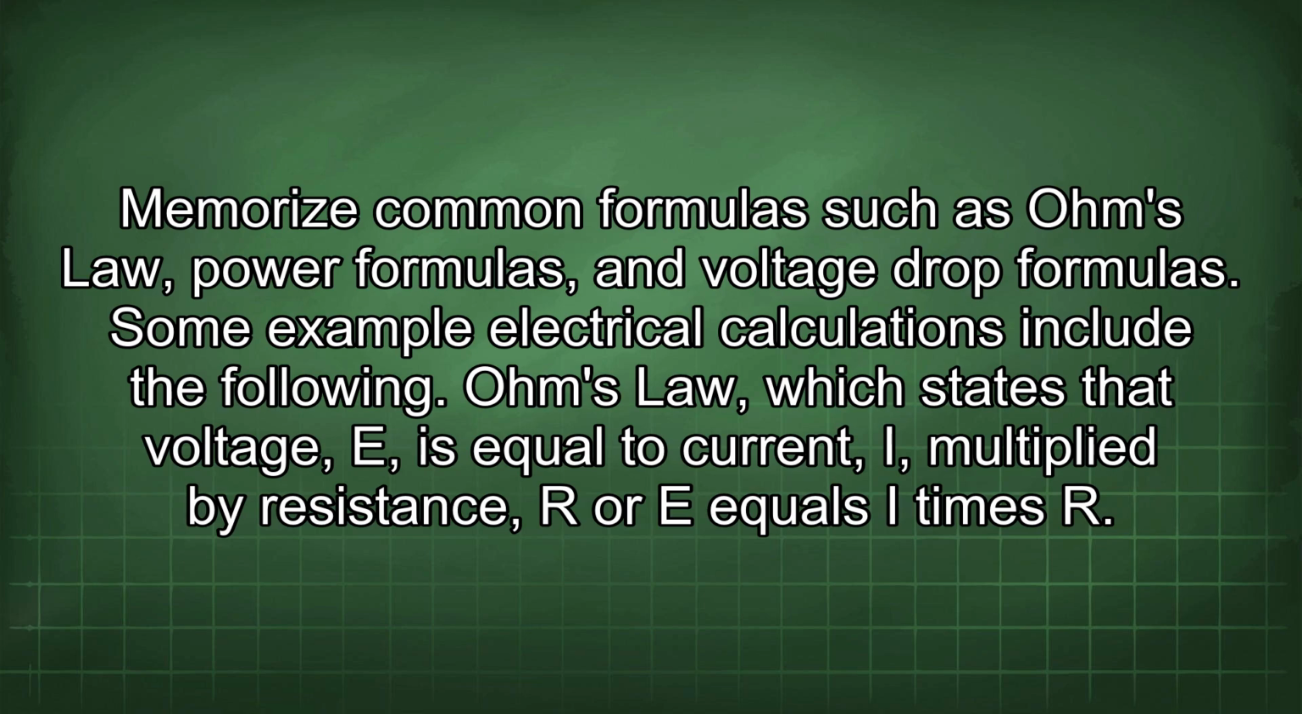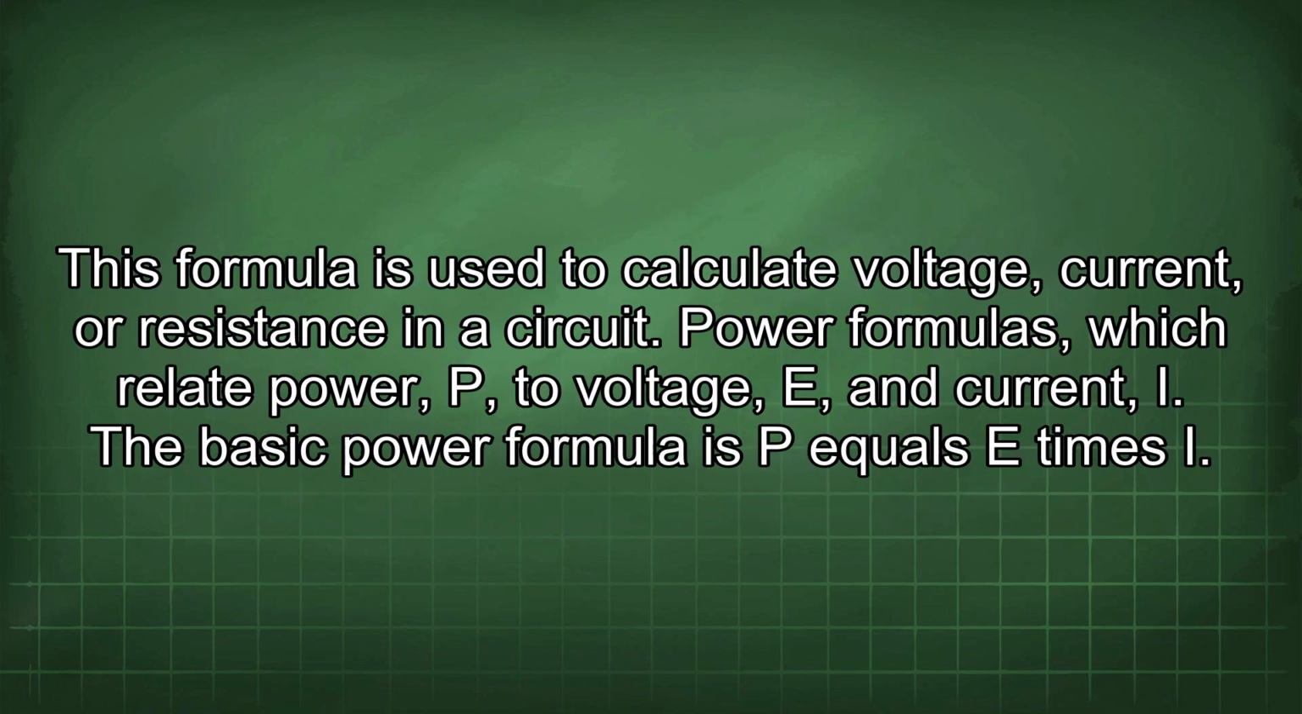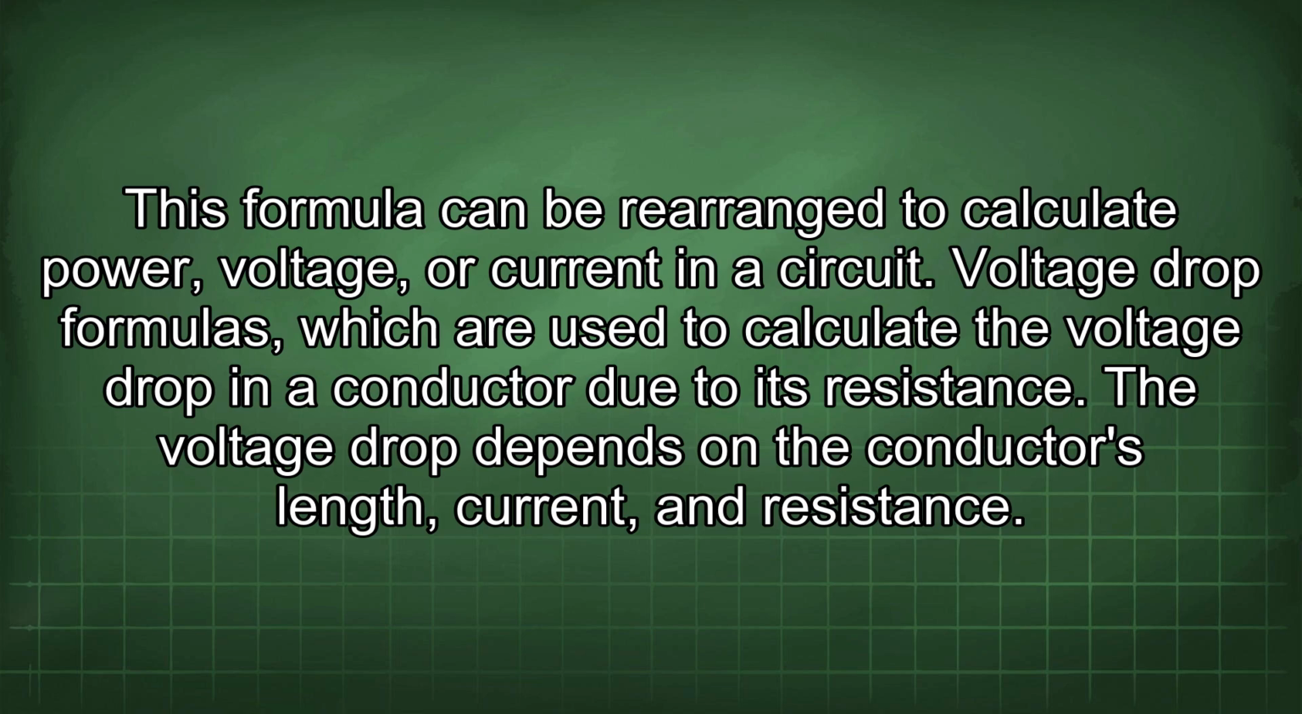Ohm's law, which states that voltage E is equal to current I multiplied by resistance R, or E equals I times R. This formula is used to calculate voltage, current, or resistance in a circuit. Power formulas, which relate power P to voltage E and current I. The basic power formula is P equals E times I. This formula can be rearranged to calculate power, voltage, or current in a circuit.